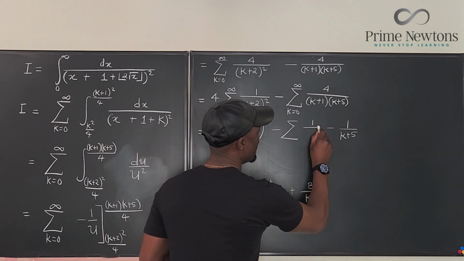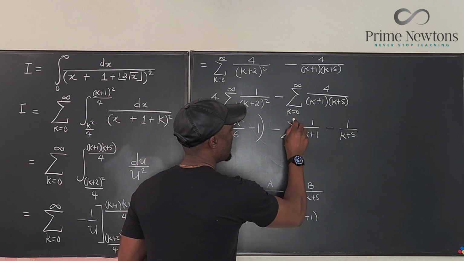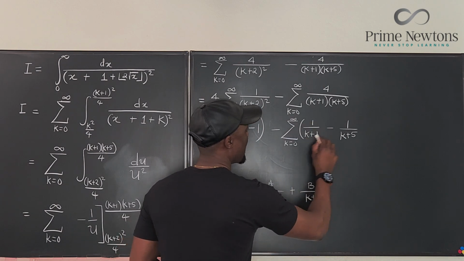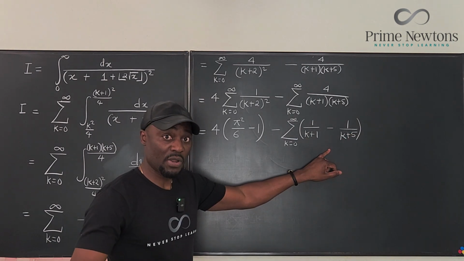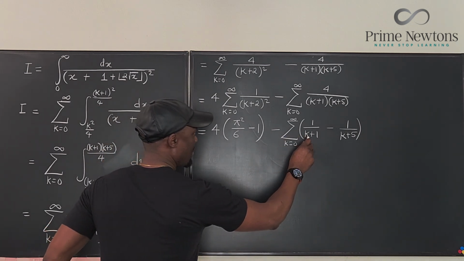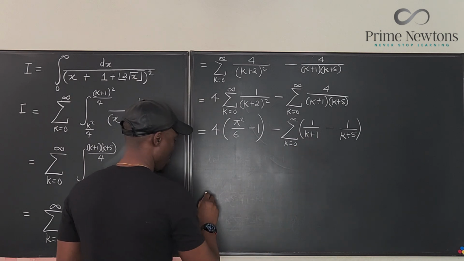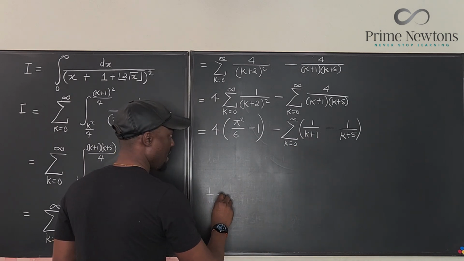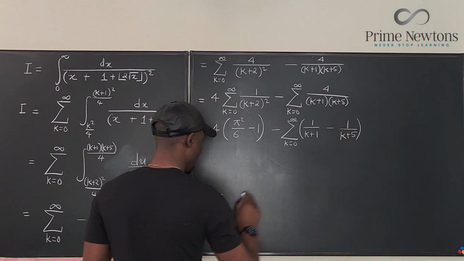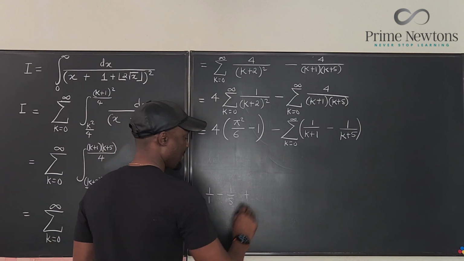So we have the sum of 1 over k plus 1, k equals 0 to infinity here. If we try to plug in numbers, let's see. Here we're going to have 1 over 0 plus 1, that's 1 over 1, minus 1 over 0 plus 5, which is 1 over 5. That's the first one. Then we're going to add.